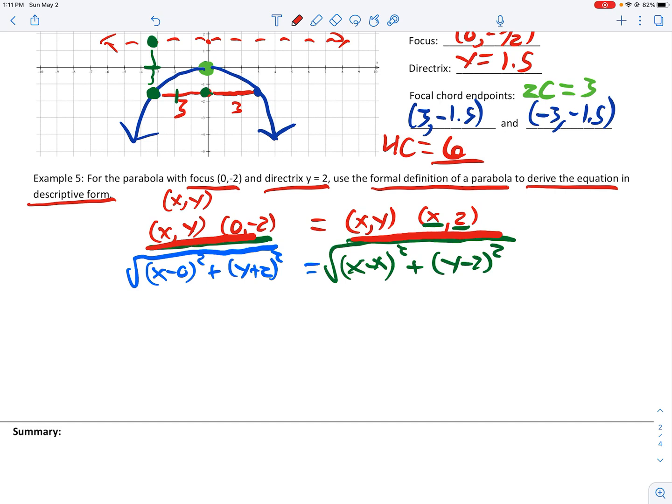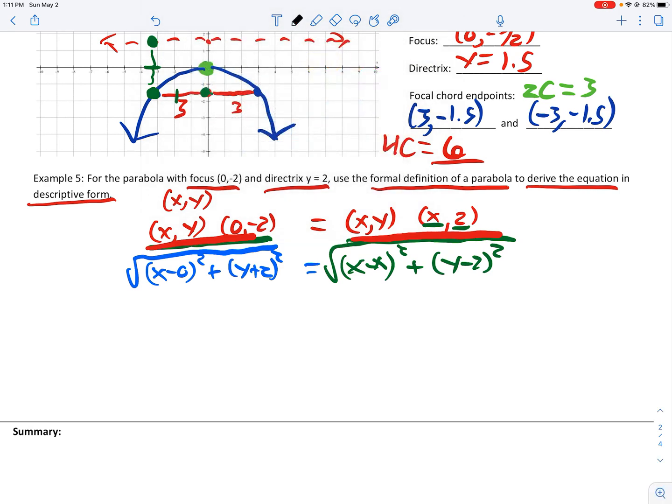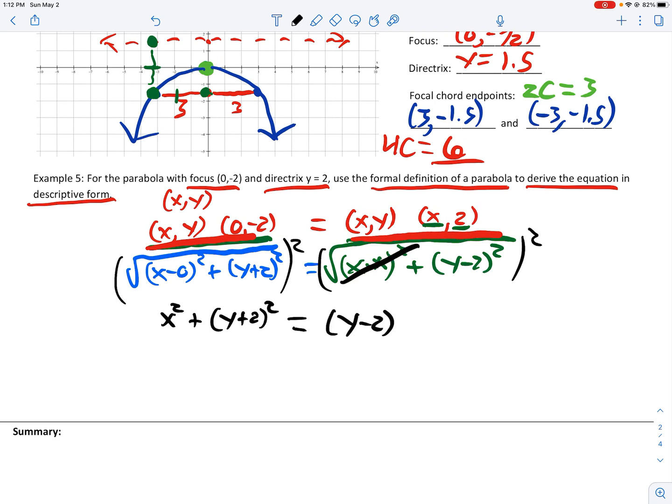So let's get rid of all this and kind of clean it up. Let's get rid of the square roots by squaring both sides. So this is x minus 0, which is just x squared, plus y plus 2 squared. x minus x squared is just going to be 0. So then you're going to have y minus 2 squared. So that cleaned up a lot.